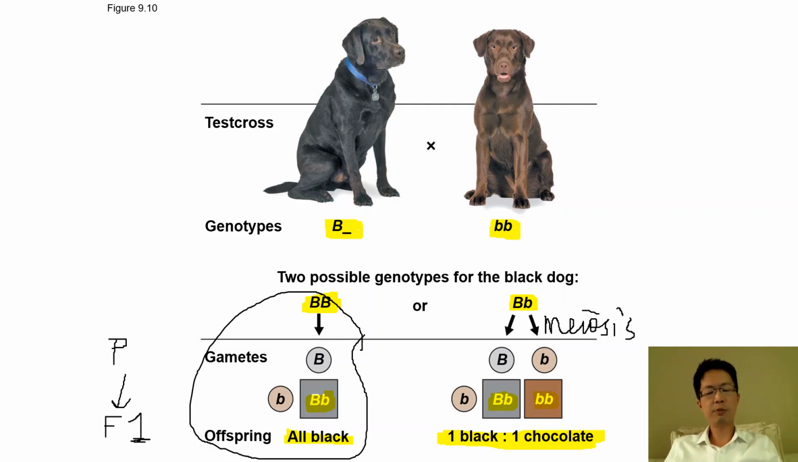Phenotypic ratio is 100% black. Genotypic ratio is also 100% heterozygous dominant, big B, small b.